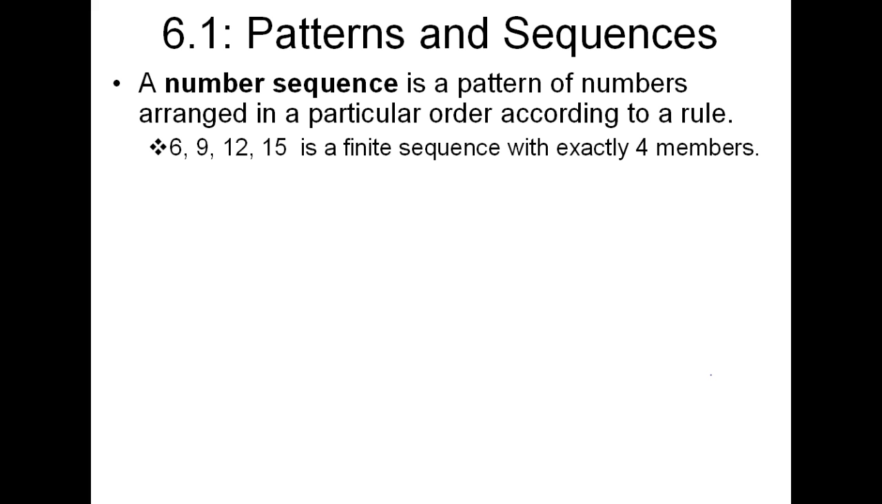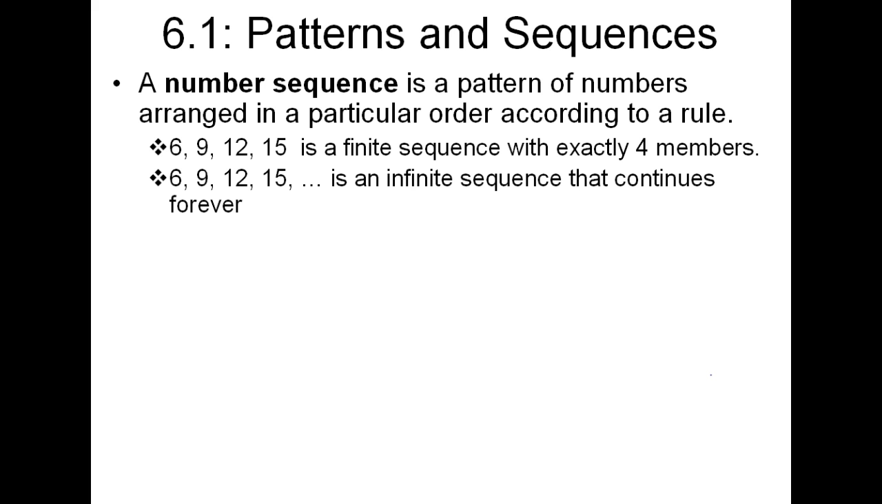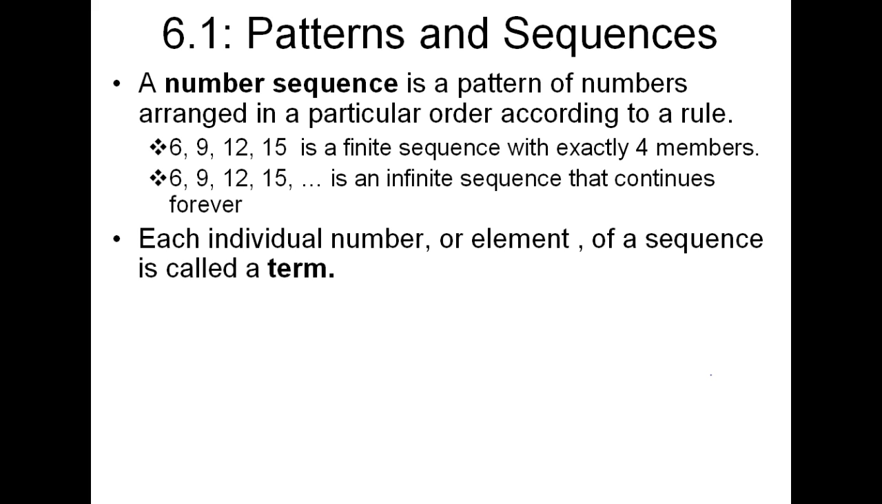So 6, 9, 12, 15, that would be a finite sequence with exactly 4 members. The first term is 6, second term is 9, third term is 12, fourth term is 15. 6, 9, 12, 15 with 3 dots is called an infinite sequence, and that continues on forever. So this just keeps going on and on.